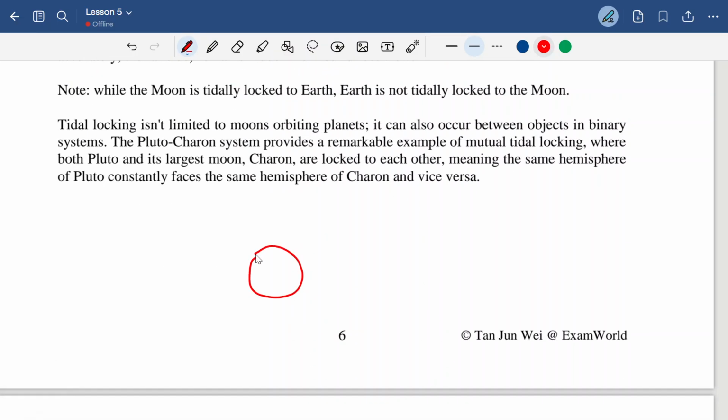So why does that happen? Let's say again we have Earth. This is Moon. Now, as the Moon moves around Earth, the Moon also rotates about its own axis. So at this point, let's say this is the part of the Moon that is facing Earth.